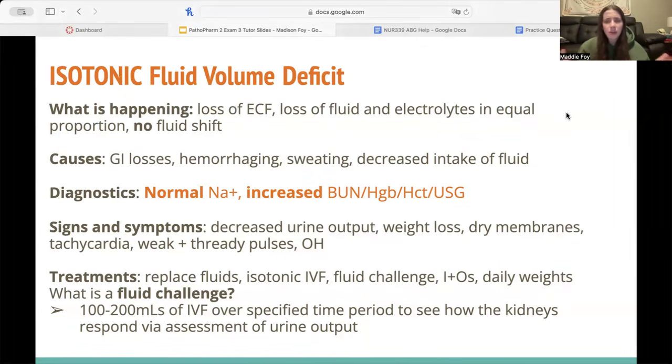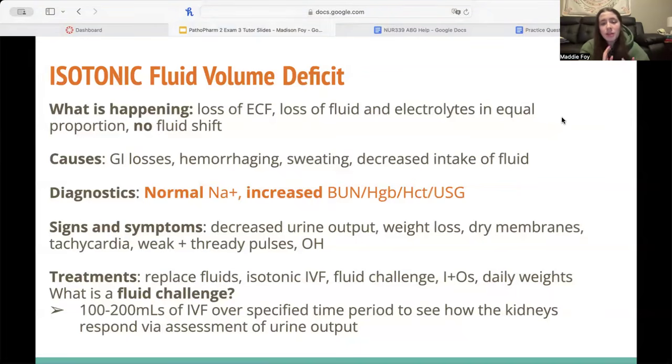Causes, just think of things that cause your body to lose fluid. GI losses, that's vomiting and diarrhea, hemorrhaging, so internal bleeding or external, excessive sweating, and then also just decreased intake of fluid if someone's just dehydrated from lack of consumption. The diagnostics between these are super important to know. So I would definitely identify those. I tried my best to put them in bold and different colors to help you guys. So with an isotonic fluid volume deficit, because the fluid and the electrolytes move together, you're going to see a normal sodium because the concentration of sodium is still the same, even though there's a lesser amount.